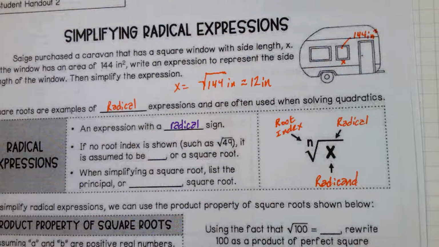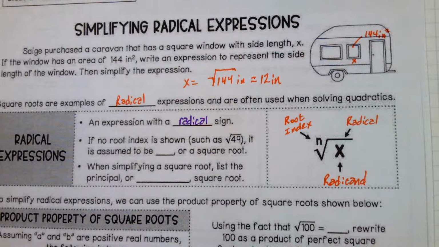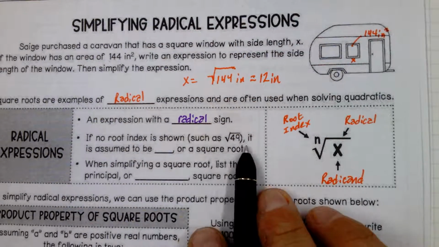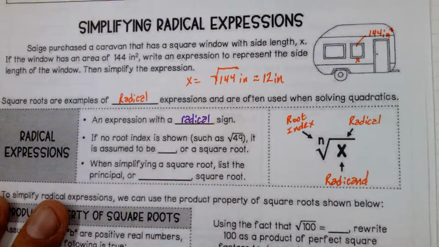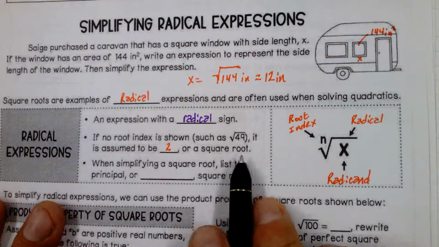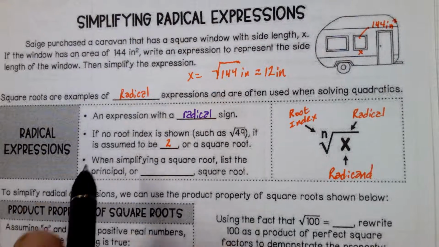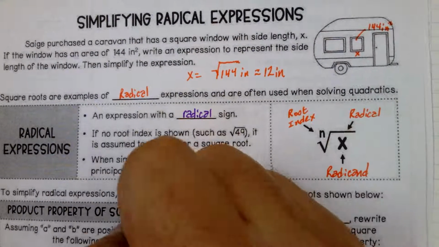Okay, so now that we have all of that, if no root index is shown, such as in this example, it is assumed to be 2, or a square root. So usually for square roots, we don't put the little root index of 2. We just leave it blank. When simplifying a square root, list the principal or positive square root.